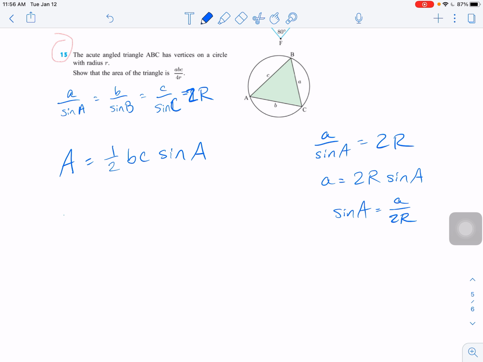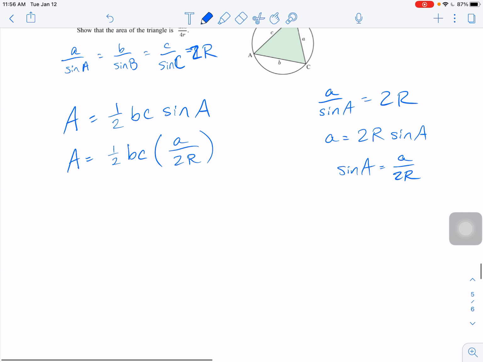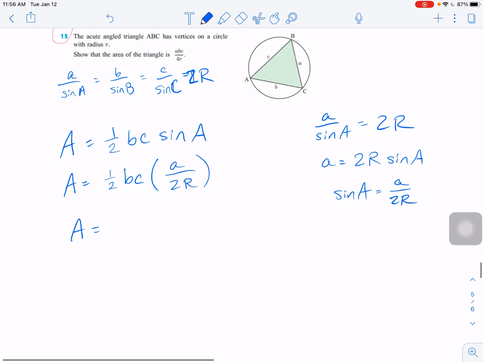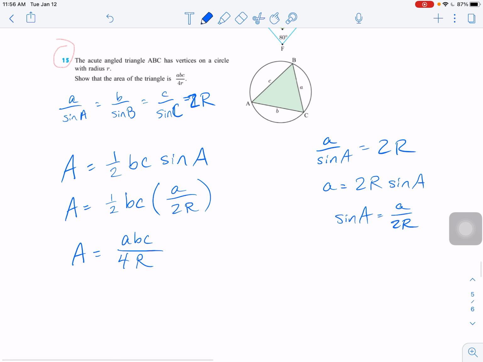It was fine. Area is equal to, we had this 1/2, we have a b, we have a c, and now sine of A we just said was little a over 2r. And now we just write it the way they wanted us to. I have an a and a b and a c in the numerator, and I have a 2 times 2 is 4, and then there's that r. We're good to go. I'm not quite sure how you were supposed to do it without the 2r.